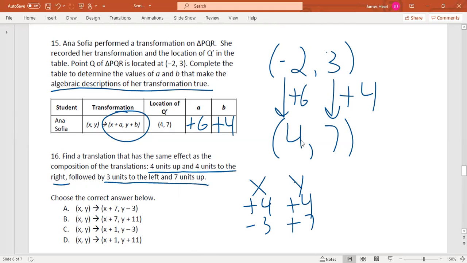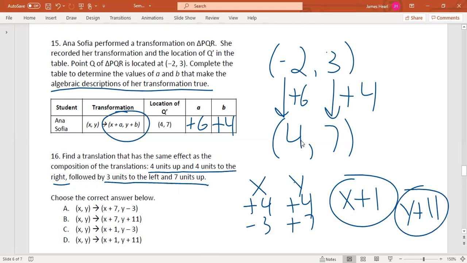So very literally, combine these together. Positive 4 and negative 3 means as an overall, we've added 1 to x. And then positive 4, positive 7 means as an overall, we've added 11 to y. So we are looking for the single transformation that does x plus 1 and y plus 11 for the correct answer to be D down at the bottom.